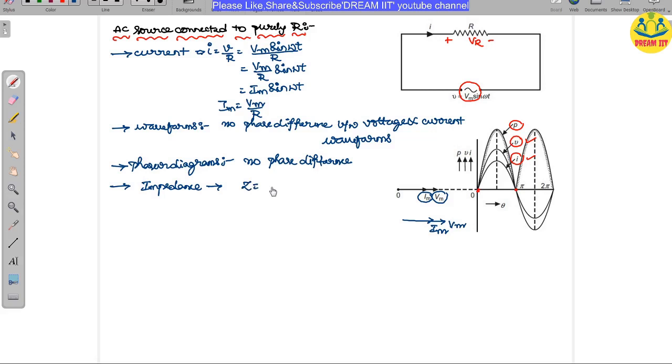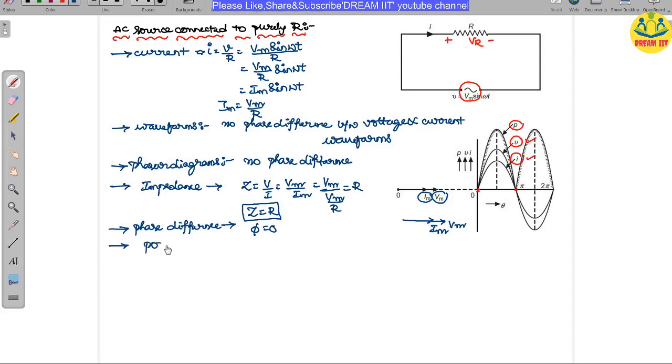The impedance Z is equal to V by I. You already know V as Vm and I as Im, and Im is Vm by R. So Vm gets cancelled. The impedance offered by the circuit is R only, as it is purely a resistor. Now, what is the phase difference? These are important terms we use for problems. The phase difference phi is equal to 0. There is no phase difference.